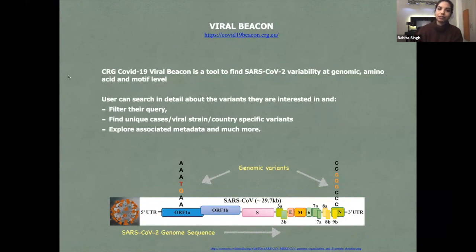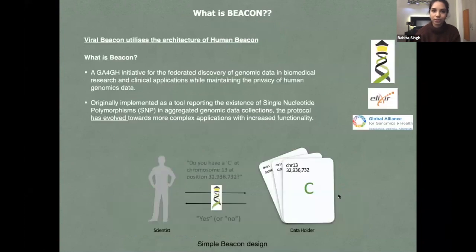And what Viral Beacon does is to show all of these variants. So you see in the figure there on the genomic sequences, you see this variant. But before going into detail about Viral Beacon, what I wanted to introduce to you a bit was Beacon.